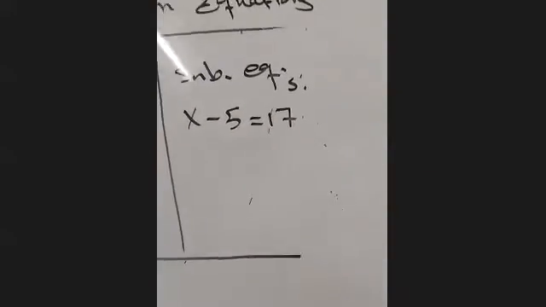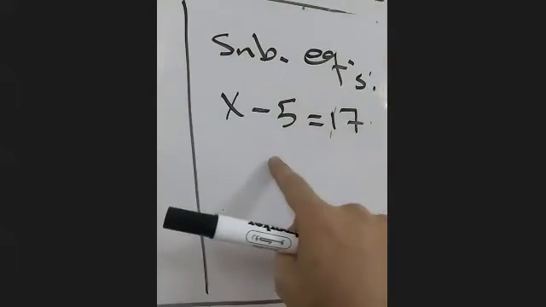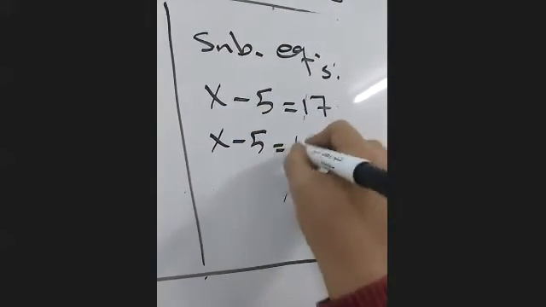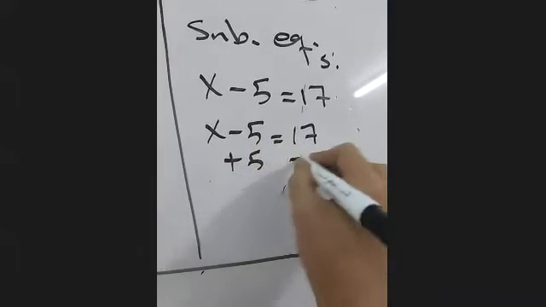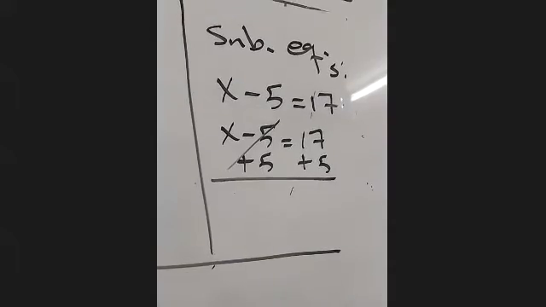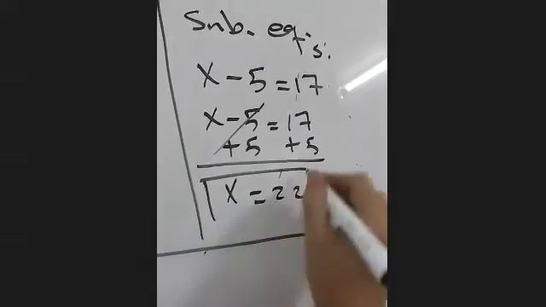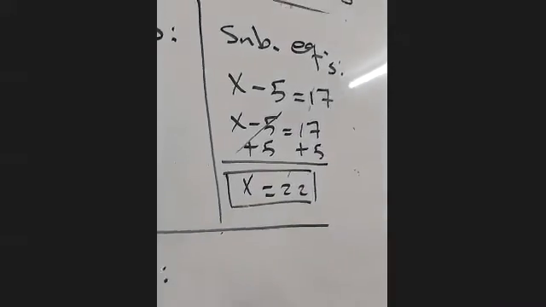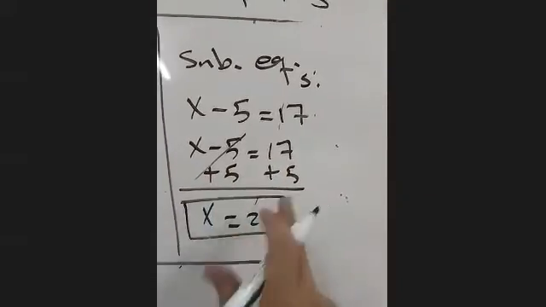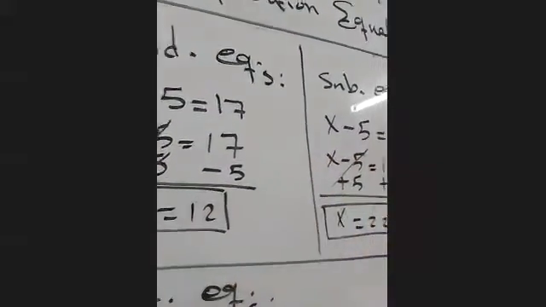In subtraction equation, we said we add the connected number in both sides. So we rewrite the equation again, x minus 5 equals 17. This will be plus 5, plus 5. Then minus 5 with the plus 5, they are crossed with each other. Still x equals 17 plus 5 is 22. So the answer here, x equals 22. So in addition, we subtract, and in subtraction, we add. We do the opposite because addition and subtraction are opposite operations for each other.